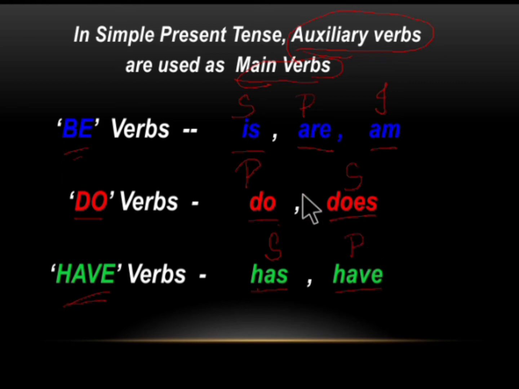Now remember, in simple present tense, these auxiliary verbs are used as main verbs. They are not used as auxiliary verbs, but they are used as main verbs. So these are the auxiliary verbs in the present form.